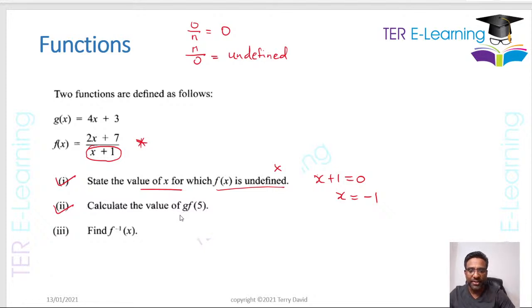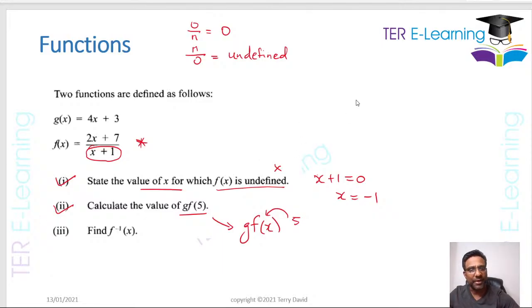Now, part 2. You want to find gf of 5. This is what we call a composite function. There are two ways we can work this. Some students may want to find the composite function gf of x first, and then substitute 5 into that function. That's one way, but that's a longer way. Unless the question asks you to work it out, don't worry too much about that.